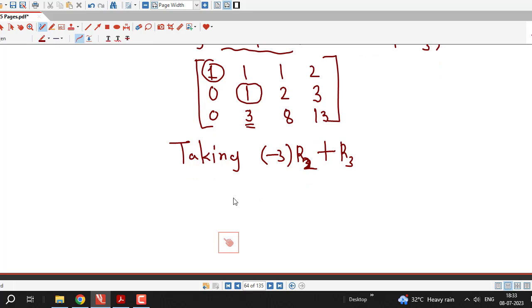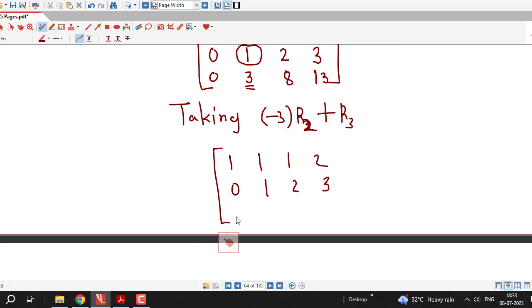That means only the third row will change, and we write down the first two rows as they are: 0, 1, 2, 3. And here 0, minus 3 plus 3 is 0, minus 3 into 2 minus 6 plus 8 that is 2, minus 3 into 3 that is minus 9 plus 13 that is 4. And you can see now this is in row echelon form.